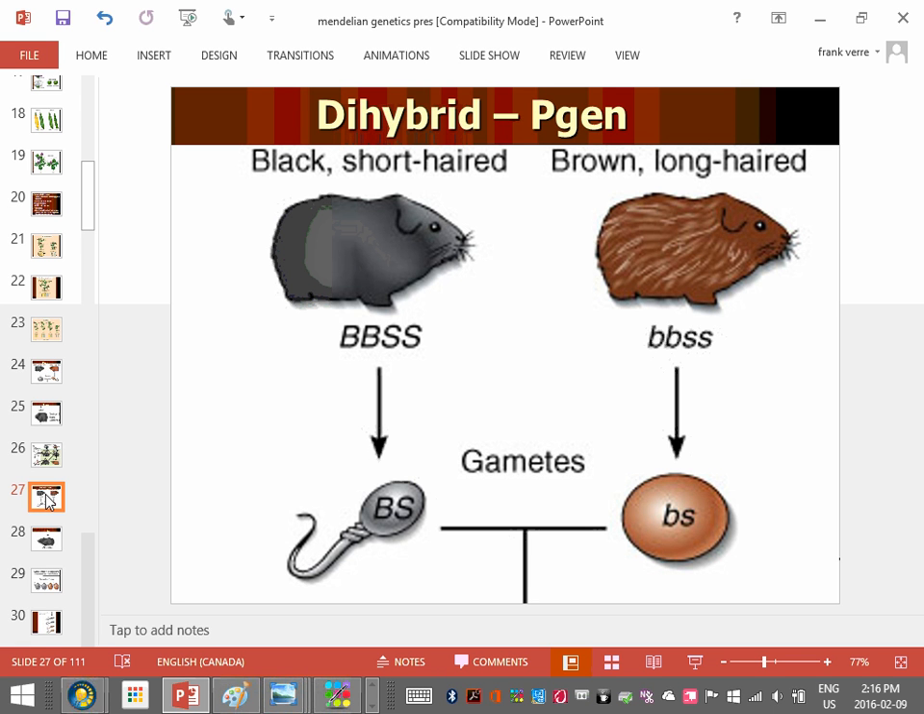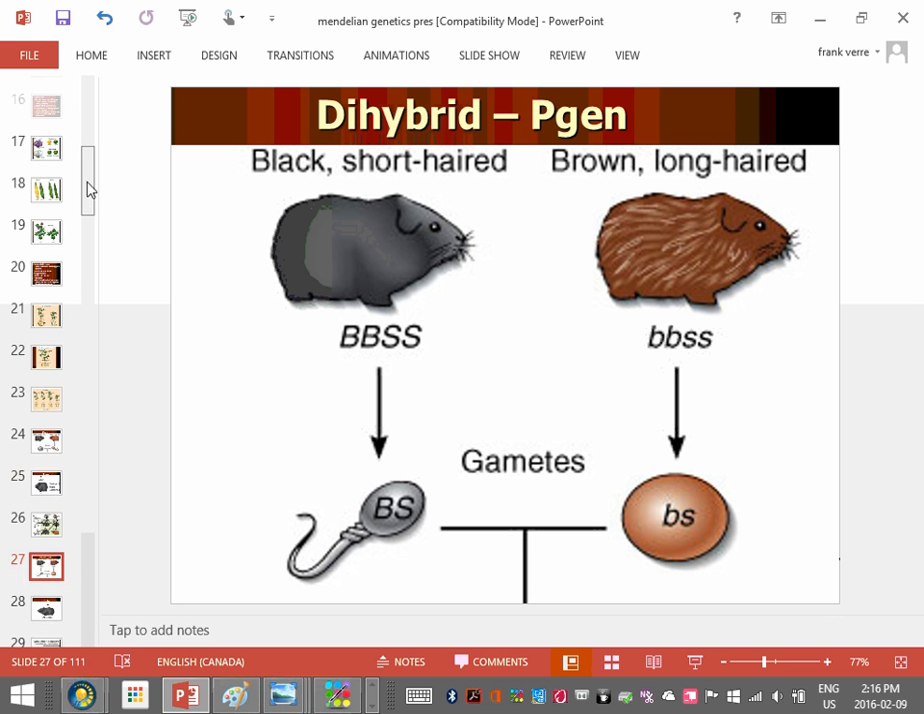Now, again, the situation is very simple. We're going to assume that each characteristic is controlled by one gene, and it has 2 versions. So how many characteristics do you see up here? There's 2. There's color and length of hair. We're going to make an assumption that the two genes, the gene for color and the gene for length, are not linked. That means that they're on different chromosomes.